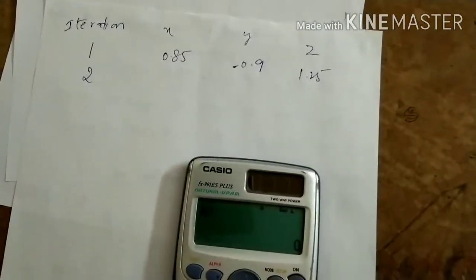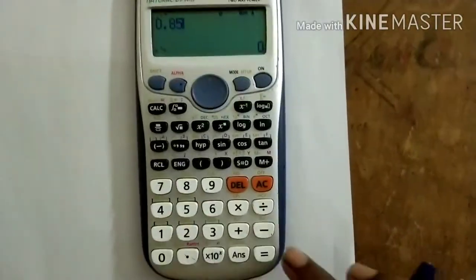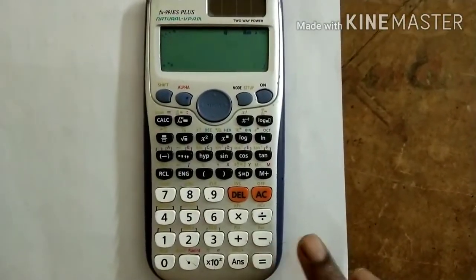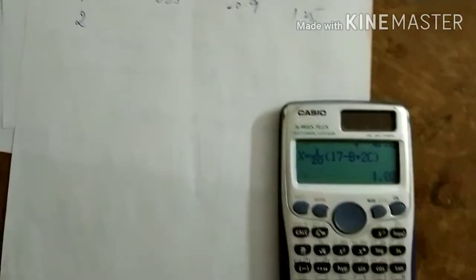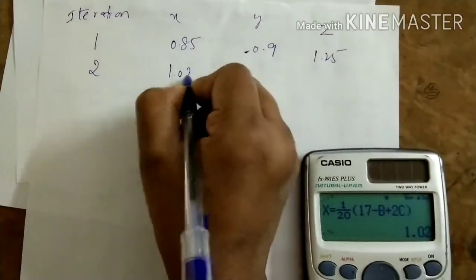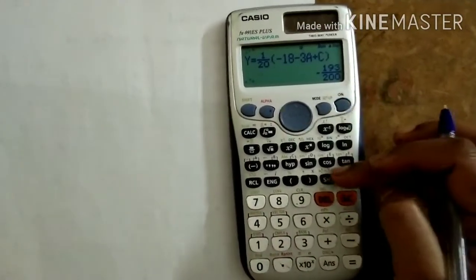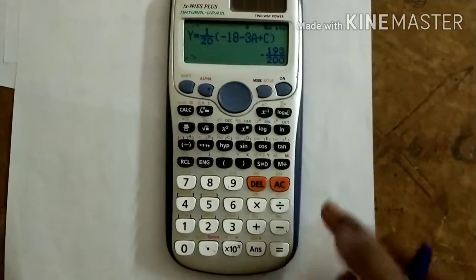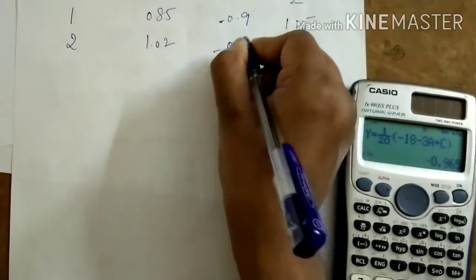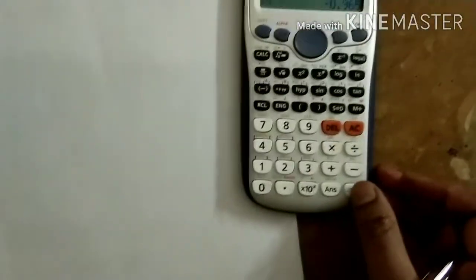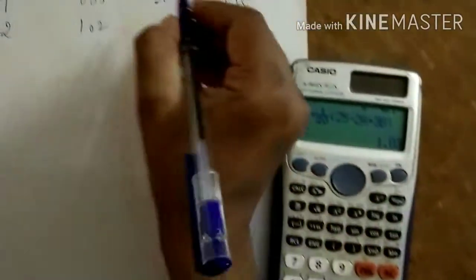Asking for A, nothing but X. X is 0.85. So X value is also given and then press equal to. We see X on the display. Converting to decimal, we get 1.02. We need to note that down and then press equal to. We see Y on display in fraction form. Equal to, again we see Y value, which is minus 0.965, and then press equal to. We see D on the display, nothing but Z value, which is 1.03.